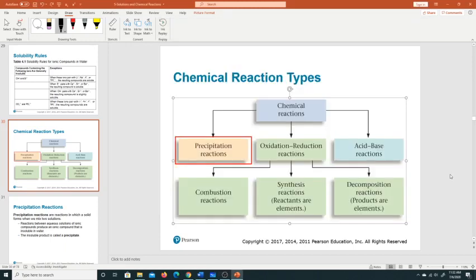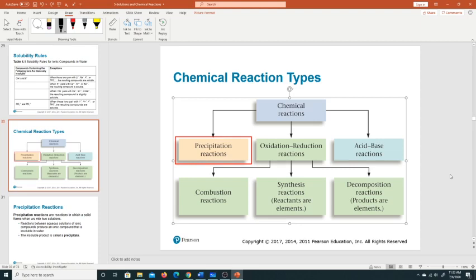So this video is going to be an overview of the different chemical reaction types that you have to be familiar with. I have more details of all of these in my Chemistry 1025 Module 6 videos, where I have a video for each reaction type individually.